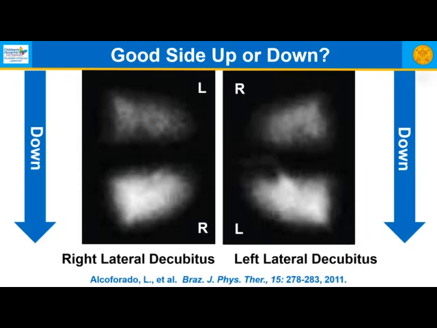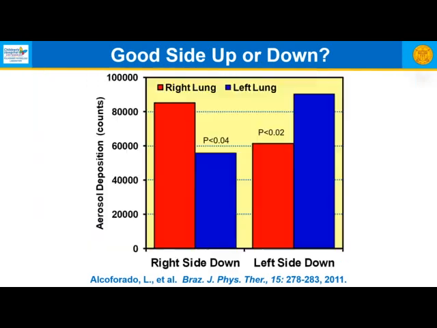Now, this was a study done in Brazil, and what they did was use inhaled radioactive materials. In patients lying with the right side down, when they inhaled the materials, more went into the bottom or lower portion. Conversely, when the patient was left side down, more went into the lower portion as well. This shows the numerical values, that there were significant differences in the amount of radioactive deposition, whether the right side was up or down.